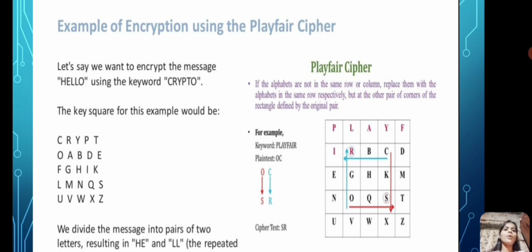Let us know about an example of encryption using the Playfair Cipher. Let's say we want to encrypt the message HELLO using the keyword crypto. The key square for this example. We divide the message into pairs of 2 letters, resulting in HE and LL.